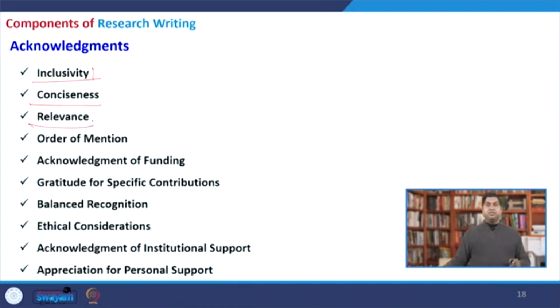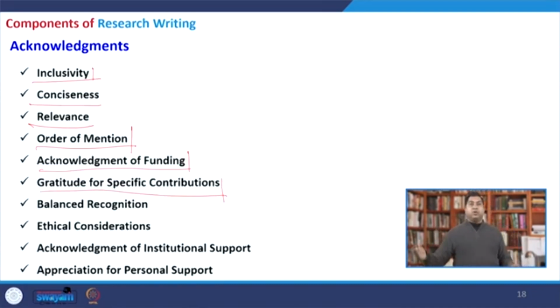It has to have relevance; it is not that you just give some vague statement. The order of mention also needs thought, depending on the help. Acknowledgement of funding is very important. Gratitude for the specific contribution: you acknowledge what for, whether it is for providing funds, getting access to the data, or getting access to the survey location; you specify. There should not be a case where you give too much acknowledgement to one party and the others get just one small fragment of a sentence. There should be a balance.